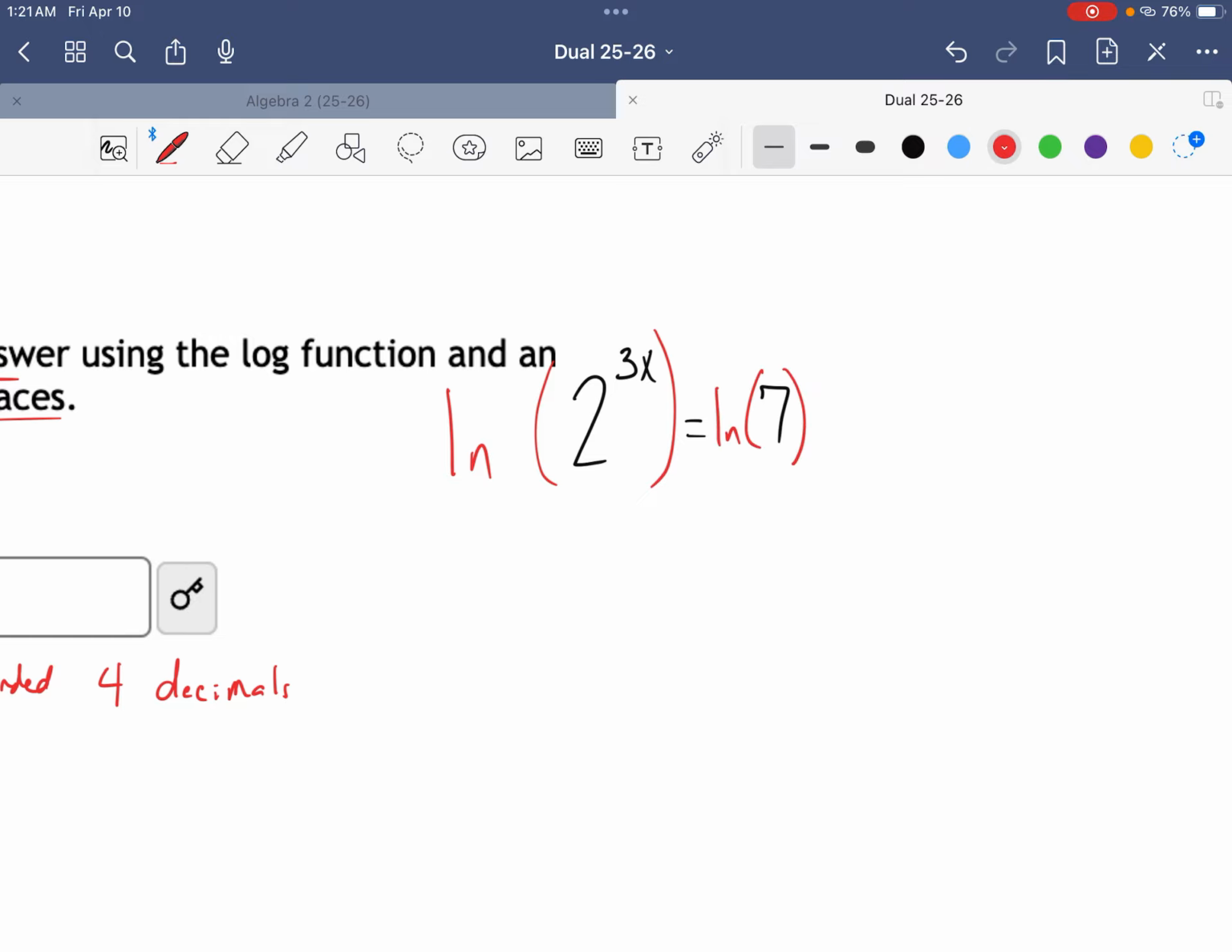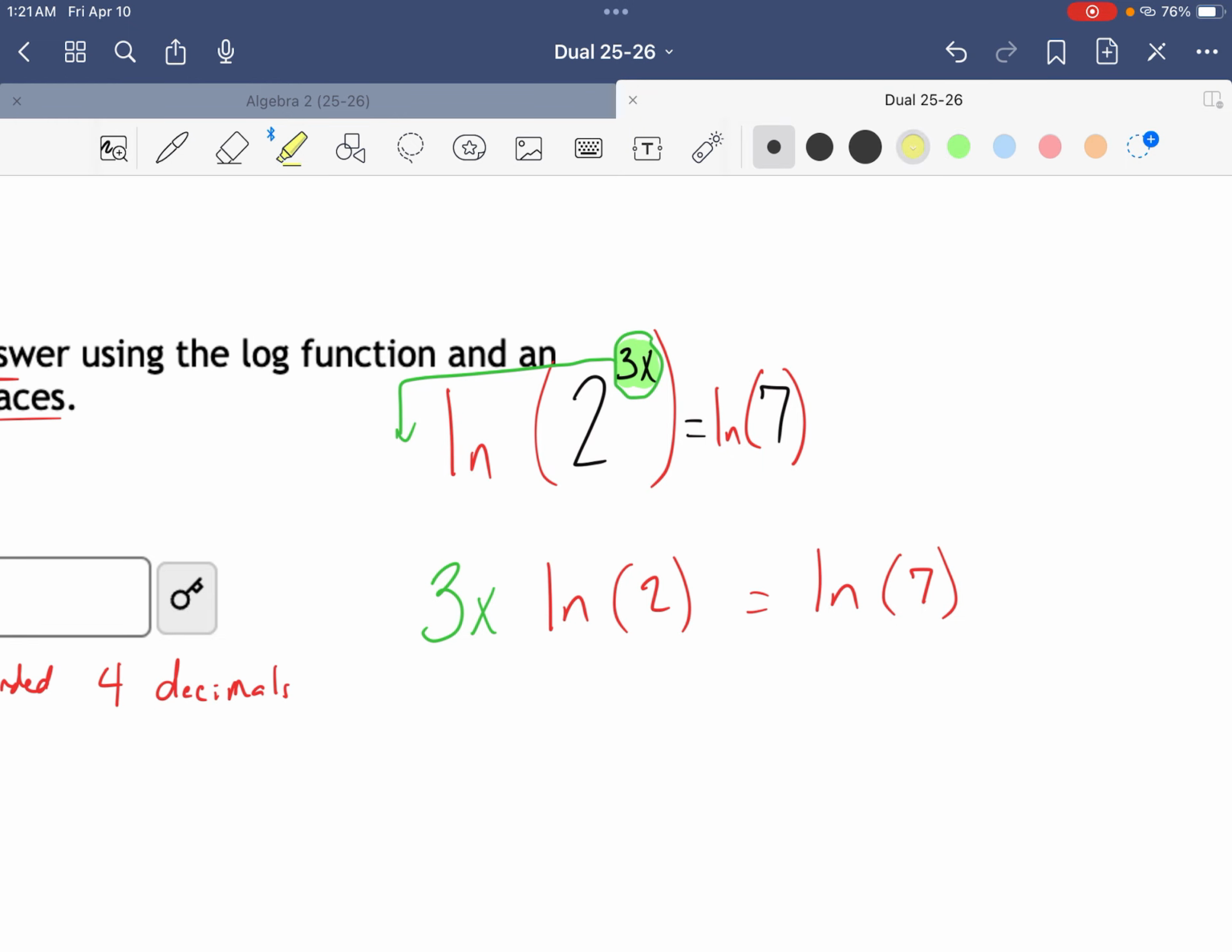Okay, and then what happens? Remember that the ln, the log, its job is to bring down the exponent. So this 3x is going to fall down over here to the front. And you got 3x, and then you have ln of 2 equals the ln of 7. Now, again, please don't forget that right here, 3x is like its own entity times ln 2. They're different, okay?